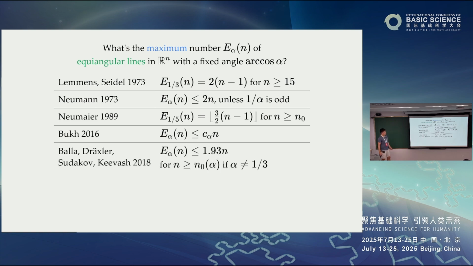And soon, 2 years later, Balla, Dräxler, Keevash, and Sudakov greatly improved both results. Basically, what they say is that except the case discovered by Lemmens and Seidel, where the angle is 1/3, this function is always bounded from above by 1.93n, as long as n is large.